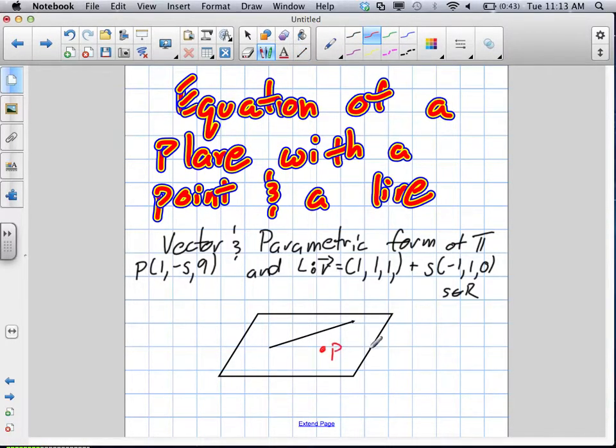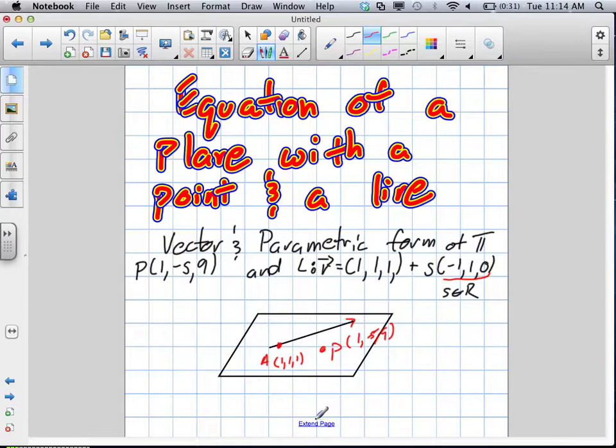So this is our point P, we'll call it. In our line, we have a directional vector. This is our directional vector, so let's just assume it's going this way here. But we also have a point on that line. We'll call that point A in this case. Okay. Point A is at 1, 1, 1. And we know point P on the plane is at 1, negative 5, and 9.